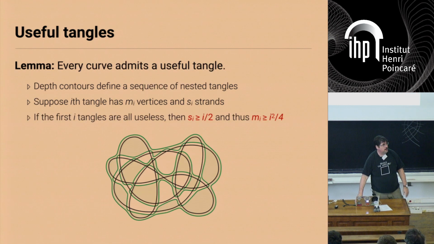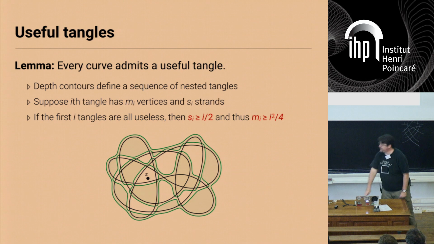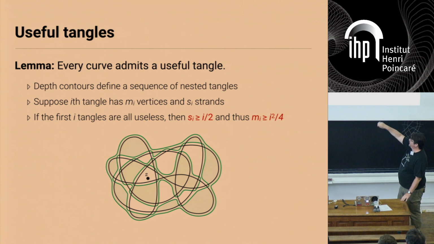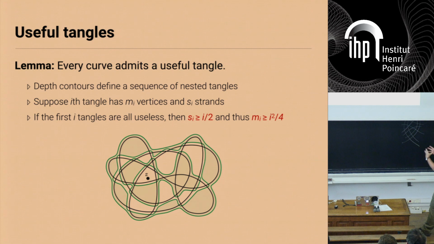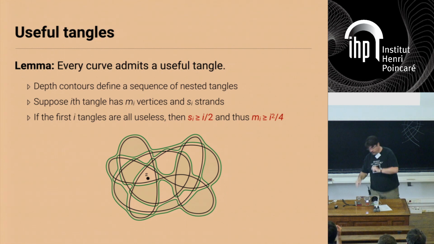So the key lemma, useful tangles exist. You can find them by looking at depth contours, finding the deepest point and looking at the depth contours that contain it, doing a counting and balancing argument that basically says if the deepest tangles are all bad, then the perimeter of the tangle must be growing linearly, and eventually you would run out of vertices. Again, I'll let you refer to the paper if you want to see the technical details.